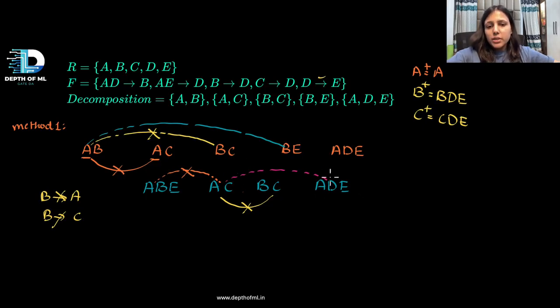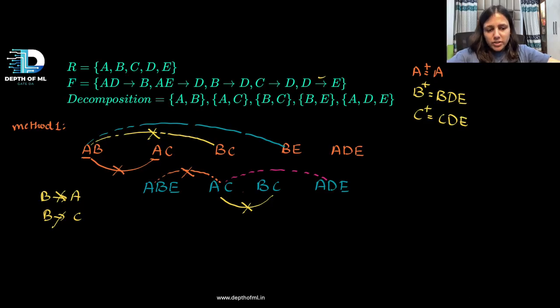So what does it mean? It means that you will not be able to combine all of these into one relation, which would give you a lossless relation or a lossless composition, right? So hence we can conclude that this is a lossy decomposition from the successive chaining method.